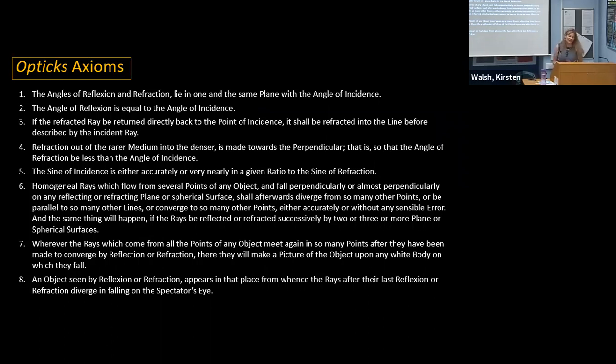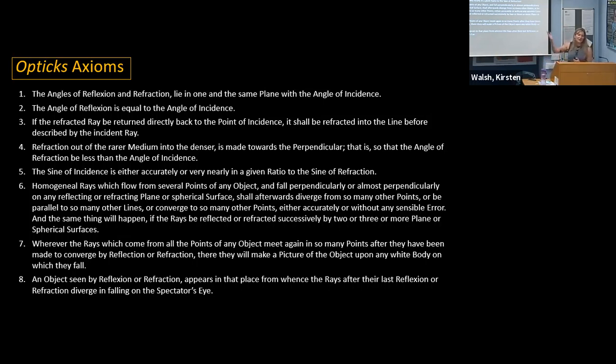So the first one tells us that the angles of reflection and refraction lie in one and the same plane with the angle of incidence. This is just something that everybody who's studying this kind of stuff knows, and this is why in those previous experiments Newton was able to represent the passage of light in a 2D form, because the light is all traveling on one plane.